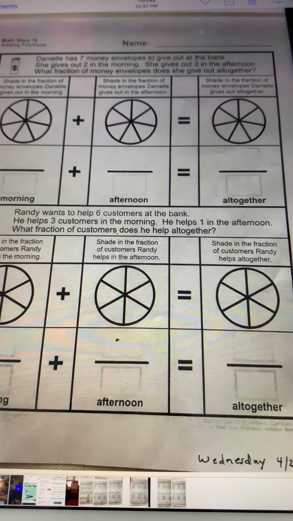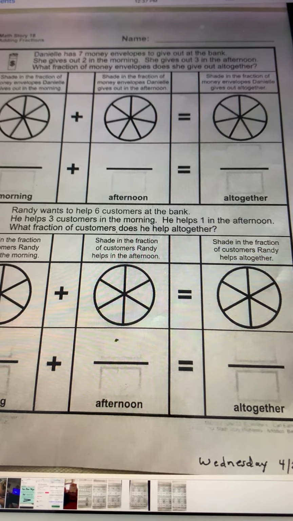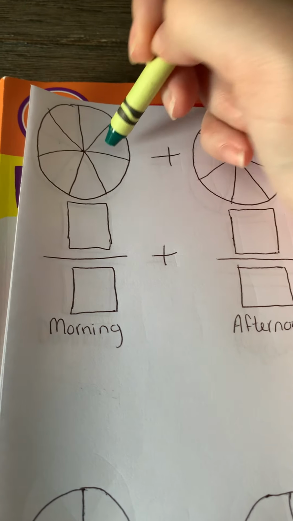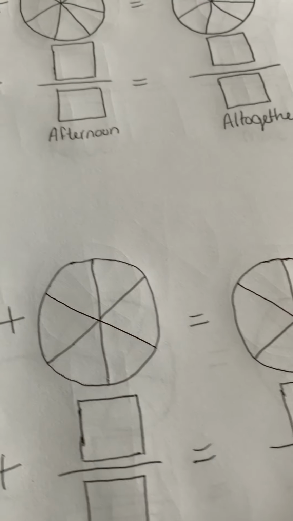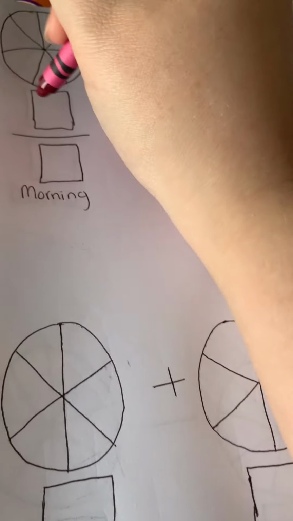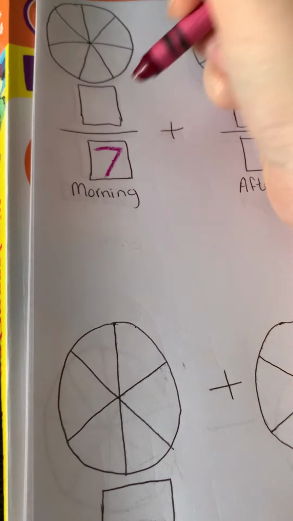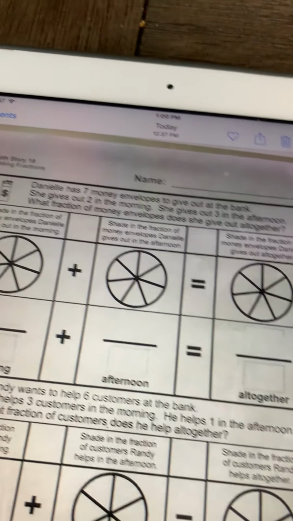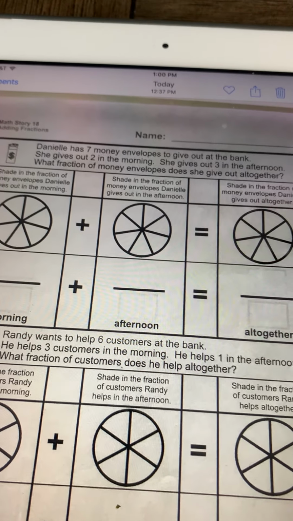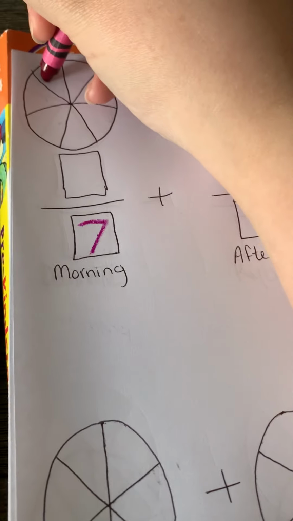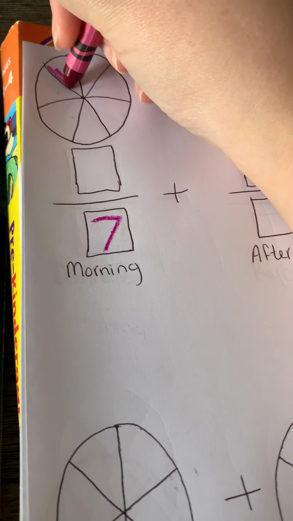So we have a total of 7 money envelopes. So let's make sure we have 7 pie slices. Okay, 1, 2, 3, 4, 5, 6, 7. Well, let's change our color because we did green on the last one. So we do have 7. So we're going to go ahead and write 7 in our bottom box. And then we have to find out how many was given out in the morning. She gives out 2 in the morning. So we have to color in 2 pie slices.